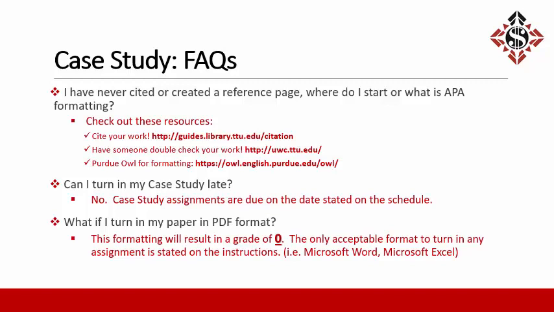And finally, what if I turn in my paper in a PDF format? If you submit your assignment in a format other than what is stated on the instructions, this will result in receiving a grade of 0. The reason we must have you submit your work as a Microsoft Word or Excel document is so that we can run it through Turnitin. A PDF, JPEG, or other format is not compatible with how Turnitin processes these submissions.